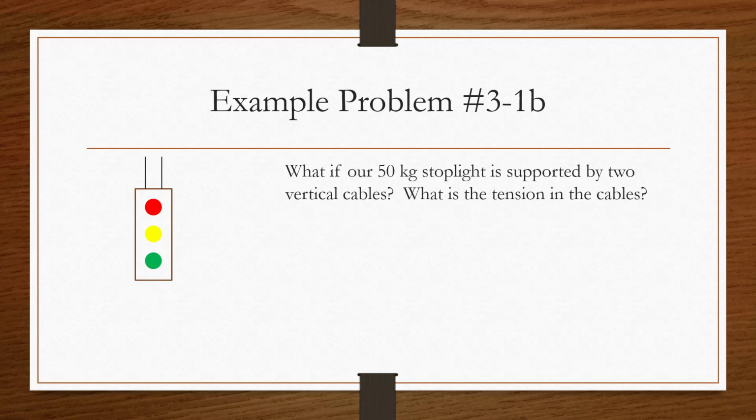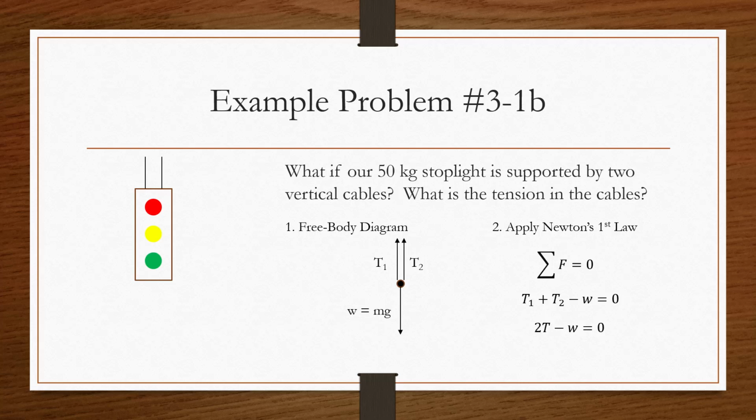Now my second question is kind of a modification of the first question. What if instead of having one cable, I had two vertical cables? What is the tension in each of the cables? So if I have my free body diagram, I now have two different tensions acting upward. Well, where's my second tension? There it is. Sorry. So I have two different tensions acting upward, T1 and T2.